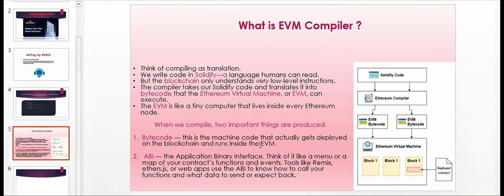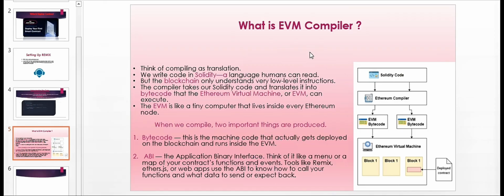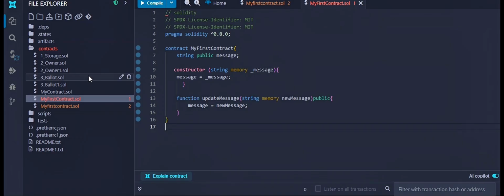When we compile, two important things are produced. 1. Bytecode. This is the machine code that actually gets deployed on the blockchain and runs inside the EVM. 2. ABI, the Application Binary Interface. Think of it like a menu or a map of your contract's functions and events. Tools like Remix, Ethers.js, or web apps use the ABI to know how to call your functions and what data to send or expect back. The compiler also checks your code for mistakes, syntax errors, wrong data types, visibility issues, and so on. If there's a problem, it tells you before you spend any gas.